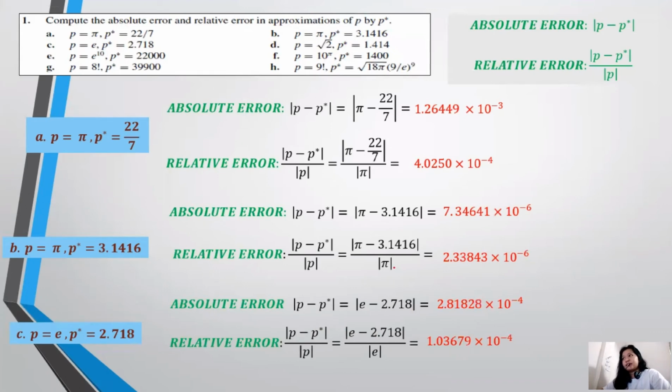So next, letter D. The given is p is the square root of 2 and the p* is 1.414. The same formula again and the same process. So absolute error, the absolute value of p minus p* is equal to the absolute value of square root of 2 minus 1.414. So we will be having an answer of 2.13562 times 10 to the power of negative 4.